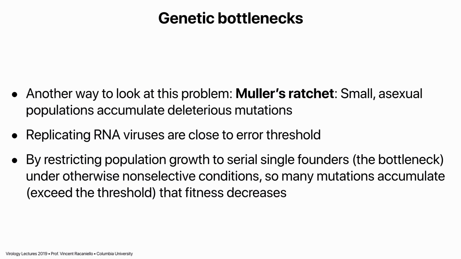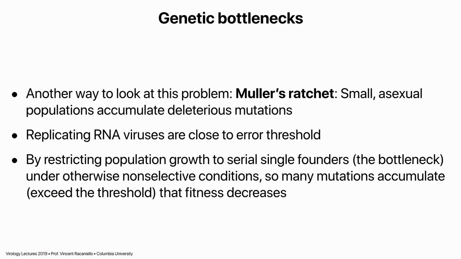Another way to look at this, besides a bottleneck, comes from what's called Muller's ratchet, which was used to explain why sexual reproduction arose. Small asexual populations eventually will accumulate deleterious mutations. That's what a virus is doing. It's asexually reproducing, right? It's got its own genome and it is multiplying it. There's no contribution from other genomes. And this was used to explain why sex occurs, to rescue these deleterious mutations.